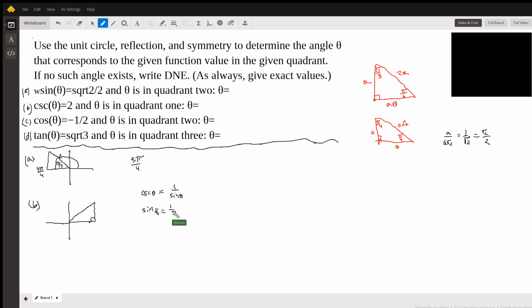And so that's all I have to do. It's pi over 6. Because we're in the first quadrant, there's nothing more to say, so the answer here is pi over 6. Okay, I'll go on to C.